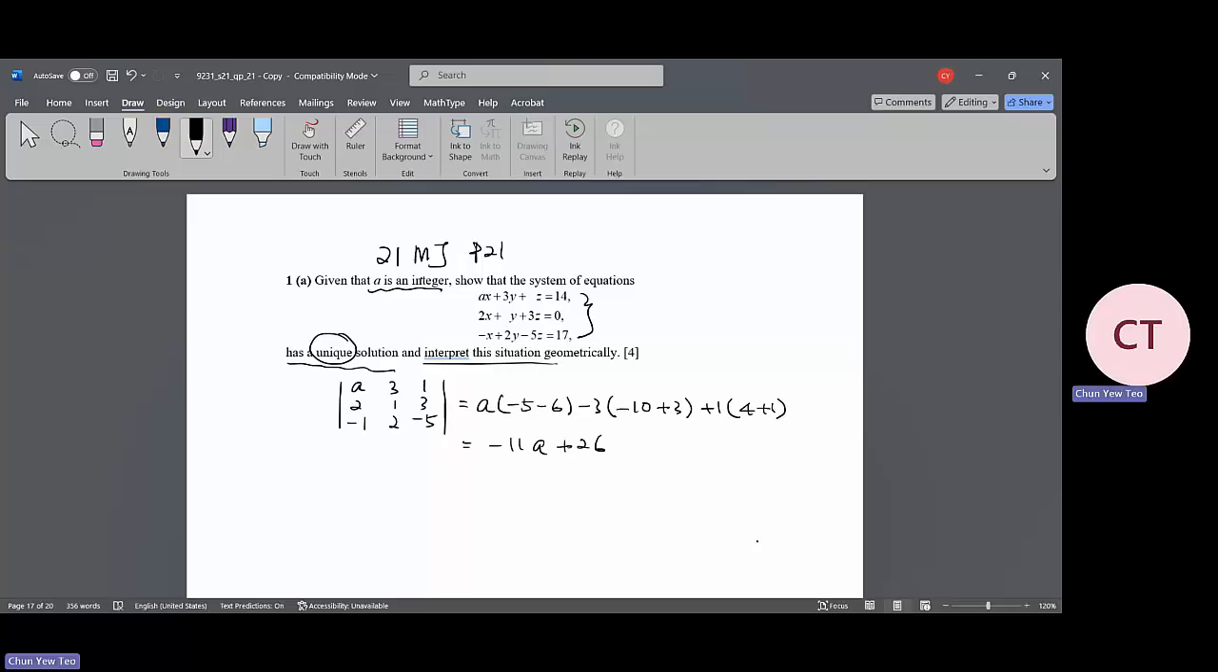Because they mentioned that a is an integer, you just let this equal to 0. Okay, we let this one equal to 0, and you will see that your a is actually 26/11. Okay, this is not an integer.